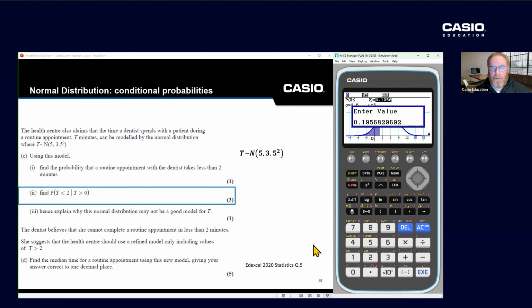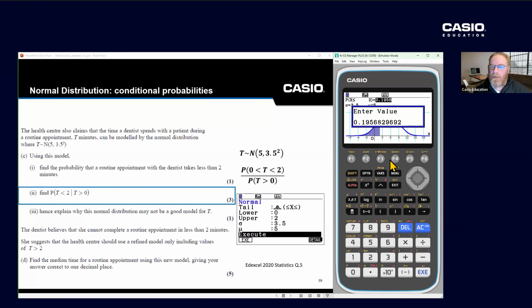Second part of this question, this is where things started going wrong for students, according to the examiner's report. We've got a conditional probability this time, so probability that t is less than 2 given that t is greater than 0. It requires this calculation. Now, doing this in one go, not ideal. However, using the calculator, I can break this up a little bit.